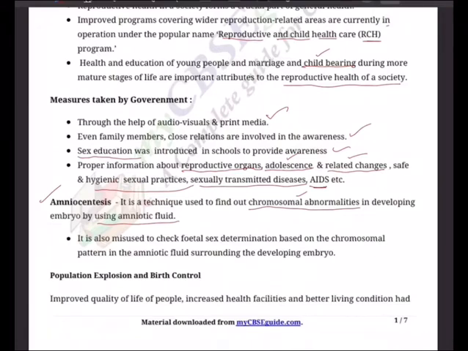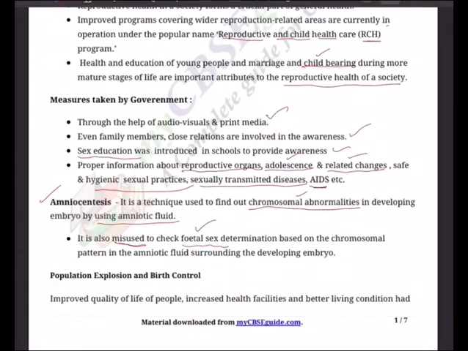And then it is also, unfortunately, as they say, when the lawbreaker is more intelligent than the lawmaker. The law says that amniocentesis is meant for checking chromosomal abnormalities and to ensure that a healthy baby takes birth. But what happened? Due to some persons, this test, which has a positive side, people started using the negative side of it. What is that? This is misused to check fetal sex.